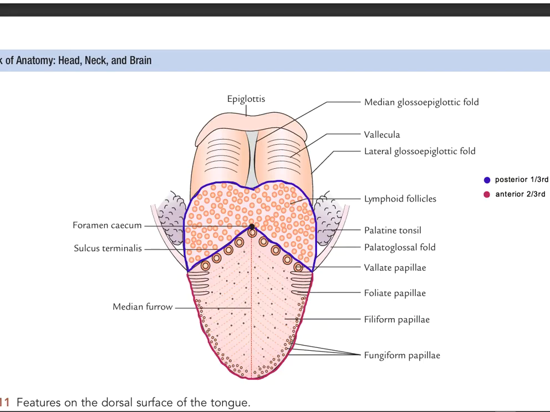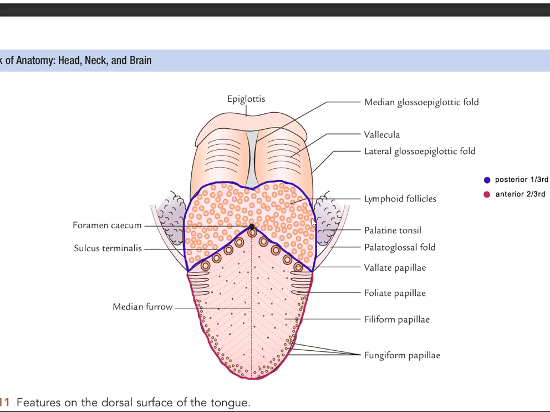Here you are seeing the diagram of the dorsal surface. We can appreciate the epiglottis here, and the tongue part marked with blue color is the posterior one-third part of the tongue, and the one marked with pink color is the anterior two-third of the tongue. In the posterior one-third, we can appreciate lymphoid follicles. These lymphoid follicles together are called the lingual tonsil, and we can see the palatoglossal fold and the palatine tonsil here in the sides.